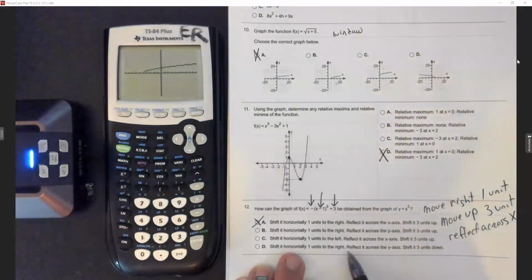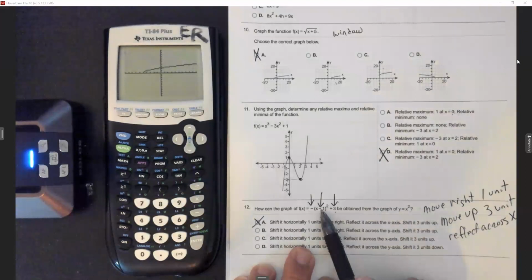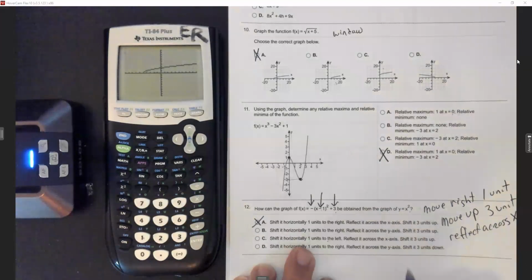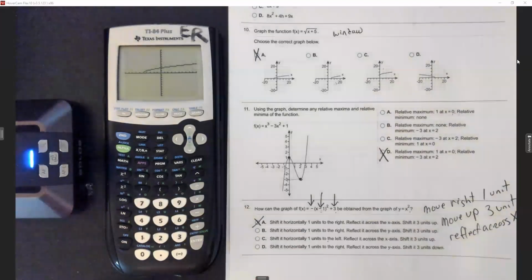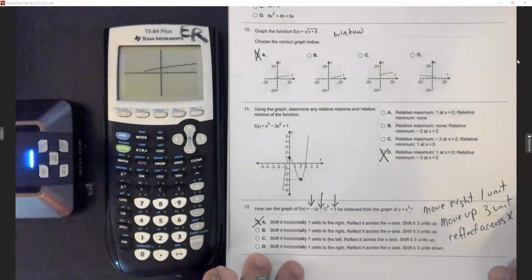The other one was 1 unit to the left, so they didn't account for the signs on that, okay? Everything else is the same. So just remember, when you're in the parentheses, that sign is opposite than the way you think you're going to go. Negatives move right, positives move left. All right, y'all, next one.